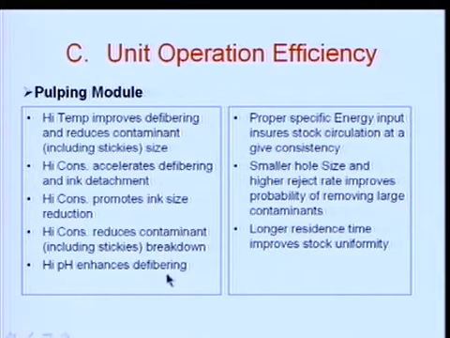And high pH enhances defibering because it swells the fiber up faster than in an acidic condition. Under operating conditions, proper specific energy input ensures stock circulation at a given consistency. So in pulping, consistency is dependent on how much pulp is there, but pulping time does not affect consistency or energy. Energy is required for circulation. As the consistency increases, more circulation and more energy are needed. Smaller hole size and higher reject rates improve the probability of removing large contaminants. That's a fact. Longer residence time improves stock uniformity.